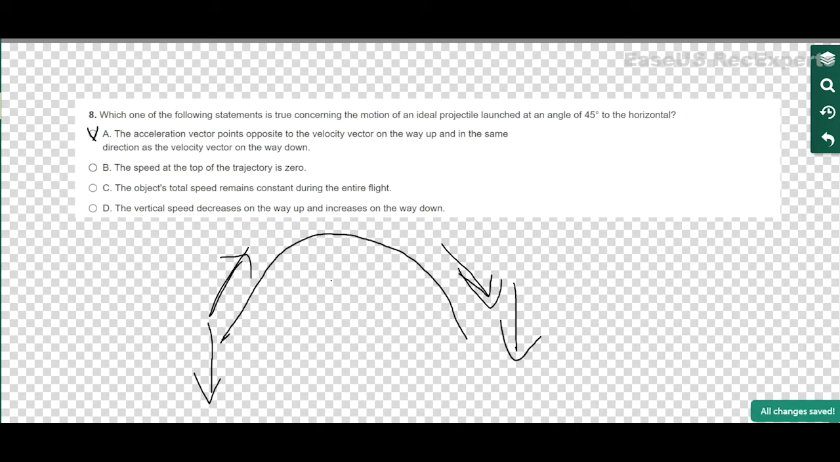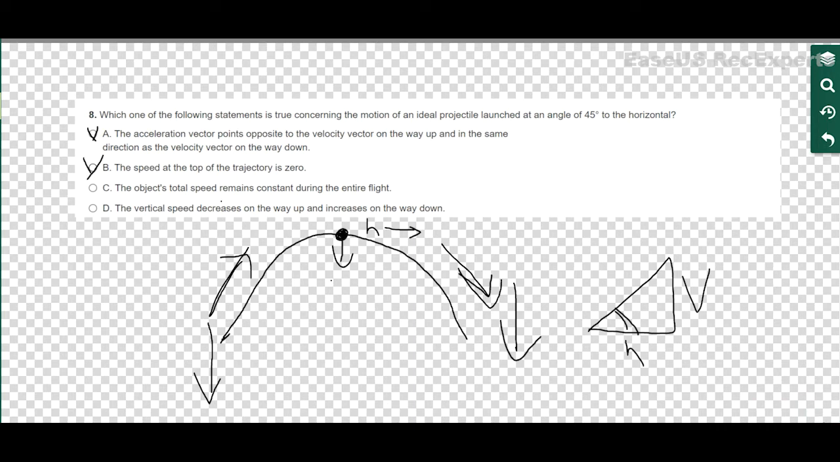Now, the speed at the top of the trajectory is 0. Initially this does sort of look right for the vertical component. The vertical component is 0 at the top, right? Over here, it is basically at rest from a vertical perspective, but you have to take into account that you are launching it at an angle of 45 degrees to the horizontal. So you do have a horizontal non-zero component and a vertical non-zero component. You have to take that horizontal component into account, so there is still speed at the top of the trajectory.